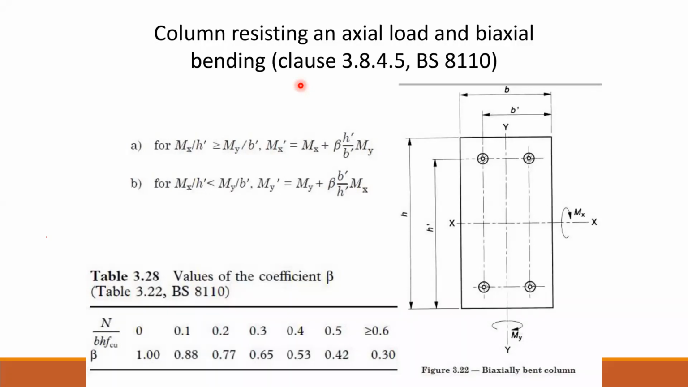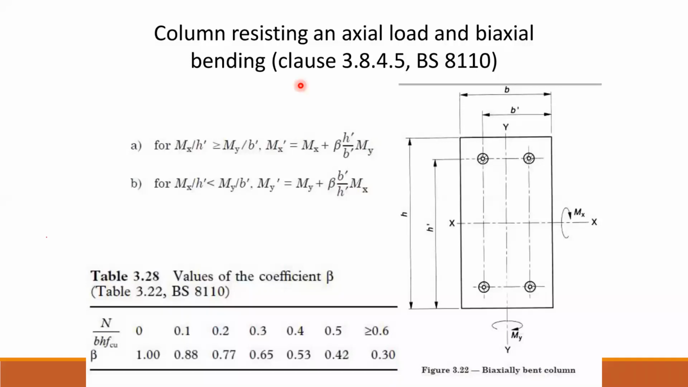For mx over h dash lesser than my, the equation is the other way around. You can see my dash is equal to my over beta times beta dash over h dash times mx. The value of the coefficients N over BH fcu you can easily find out. Here N means the axial load value, B is equal to the breadth of the column, and H is equal to the width of the column, the depth of the column, right?